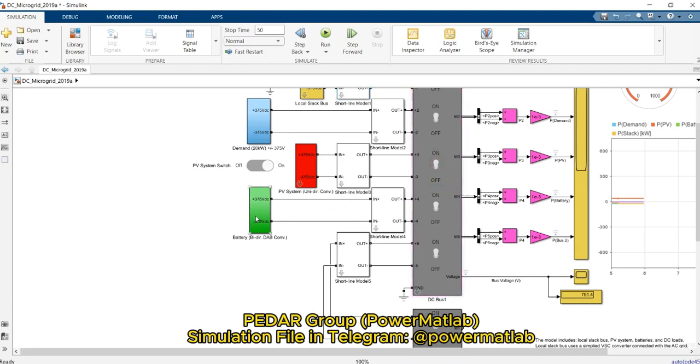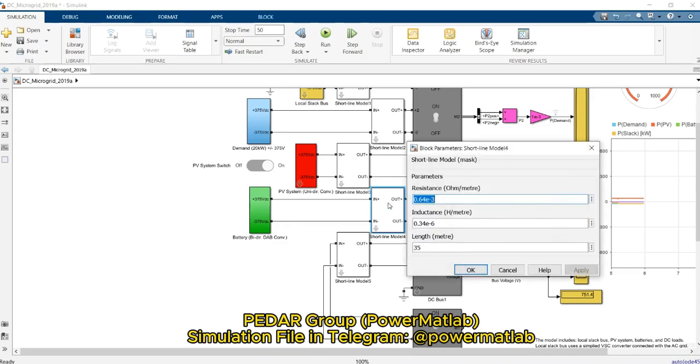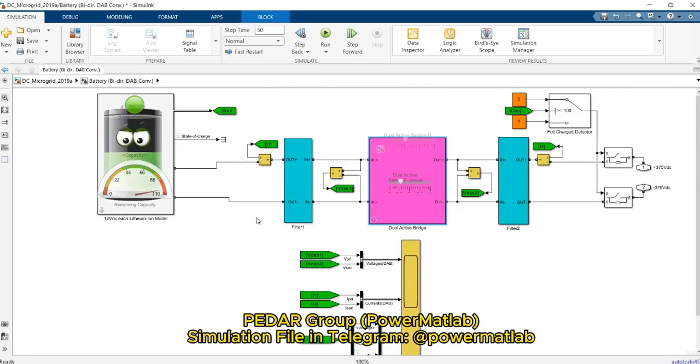Also, as you can see here, the battery is connected to main DC bus bar number 1 through this short line. As you can see here, the full model of the battery, which is regularly used for these studies, is modeled and simulated here.